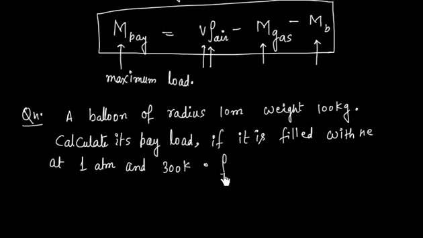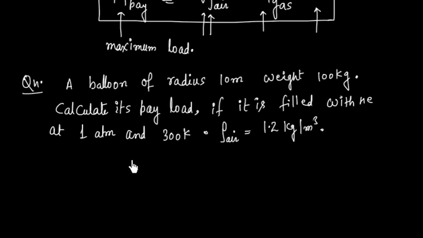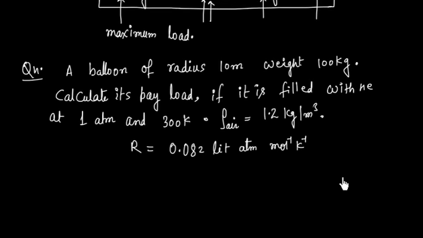The density of air is given, so rho air is 1.2 kg per meter cube. The gas constant value R is also given, 0.082 liter atmospheric pressure mole minus 1 Kelvin minus 1. So we have to calculate the payload.